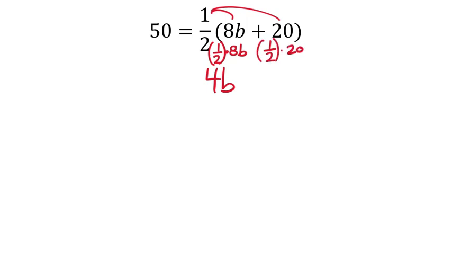But again, in the calculator, we're going to put this in parentheses. 1/2 times 20 is positive 10. Since it's positive, I'm going to show a plus sign between the 4b and the 10. And now I can take that 50 equals and drop it, and this gives me the new equation.